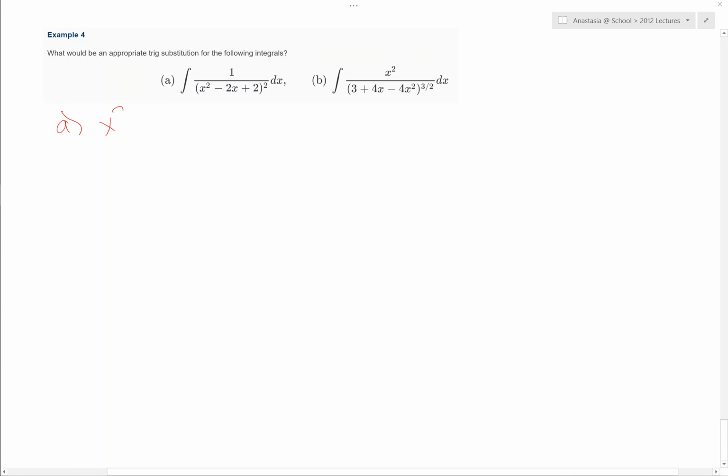So for part A, we are going to complete the square on x squared minus 2x plus 2. The reason we are doing this on x squared minus 2x plus 2 is because this is what's being raised to our power. So for completing the square, I want to keep all of my x terms at the beginning, and my constant term I'm going to write towards the end. I'm going to complete the square on the x terms.